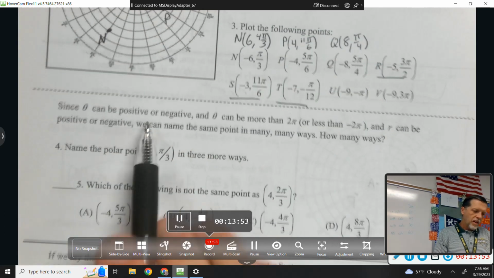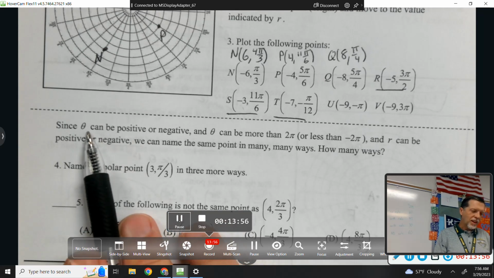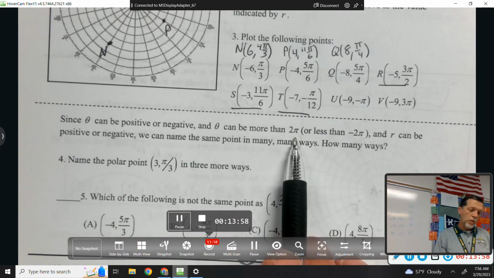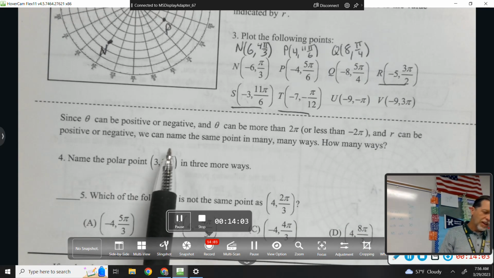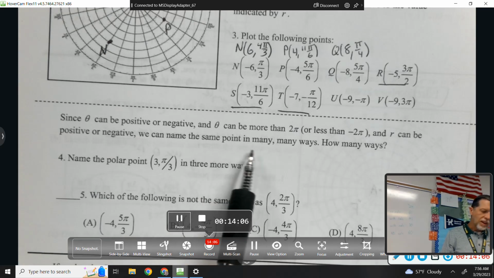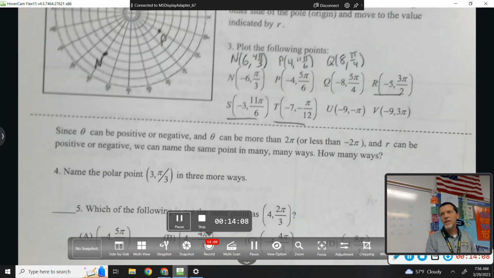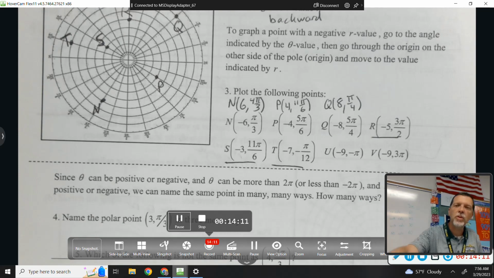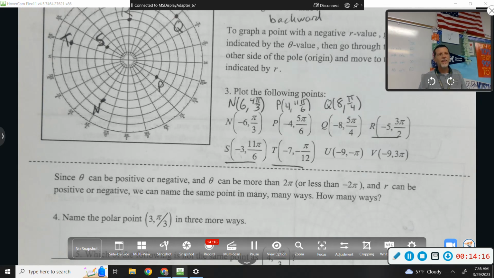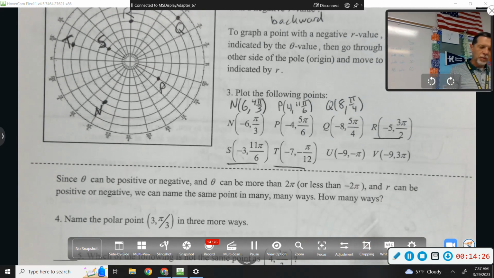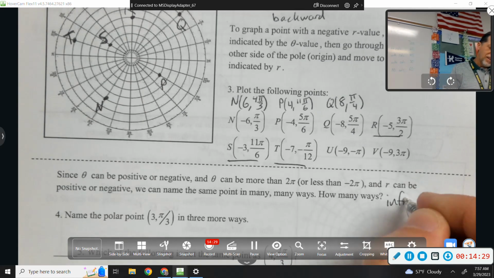All right, we've sort of mentioned this, but since theta can be positive or negative, and theta can be more than 2 pi or less than negative 2 pi, and r can be positive or negative, we can name the same point in a lot of ways. You know how many different ways you could name any of those points? Infinite, because you could spin around as many times as you wanted to. So you could add 2 pi times 100 to any of these numbers and get the same point.